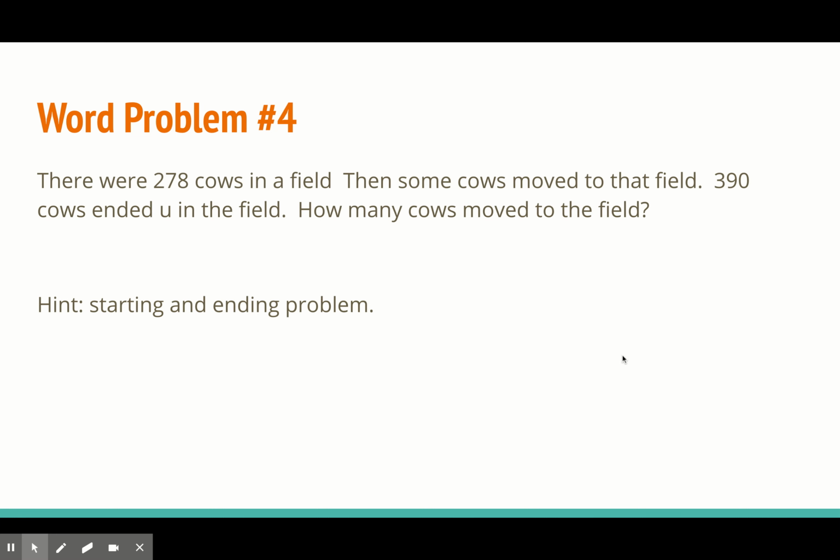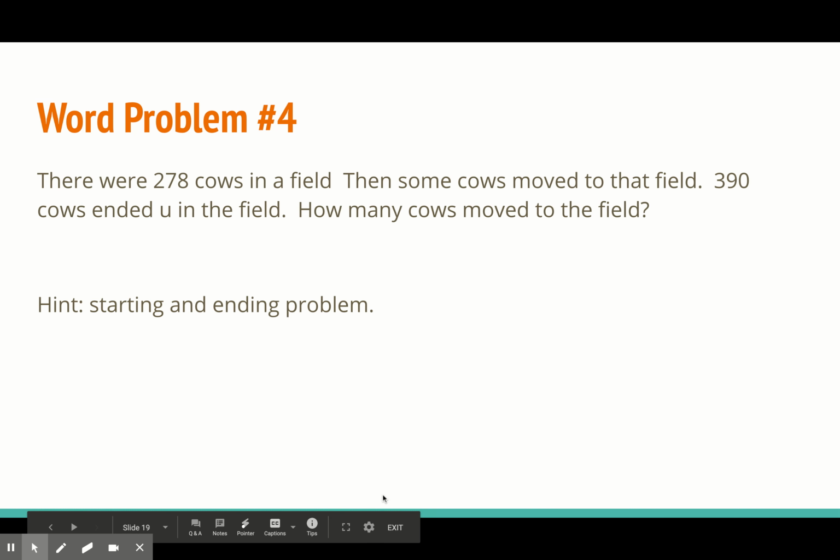There were 278 cows in a field. Then some cows moved to that field. 390 cows ended up in the field. How many cows moved to the field? All right, and just as a hint, this is a starting ending problem. I'm going to let you find your answer now.